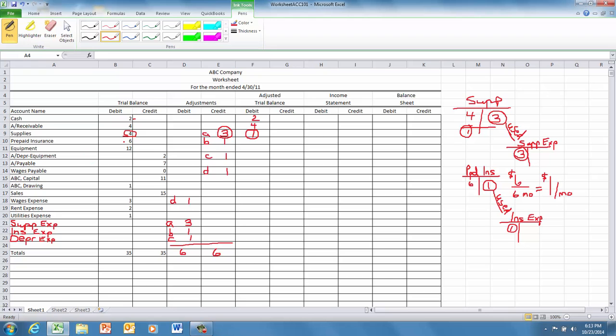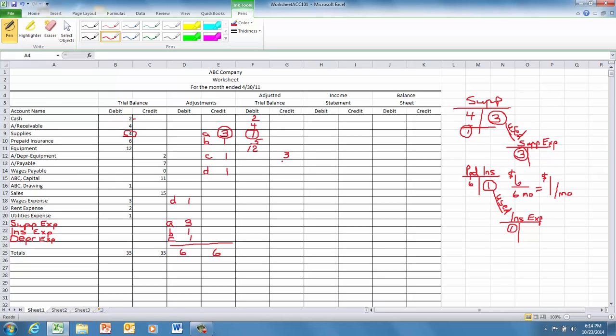Okay, prepaid insurance is 6 debit and a 1 credit. So again, I'm going to subtract: 6 minus 1 is 5. Equipment is 12 and there's no adjustment. Here I have for accumulated depreciation a 2 credit, and then there's an adjustment that's a 1 credit. Credit and credit is add. 2 plus 1 is 3.